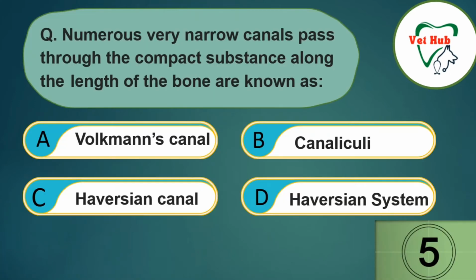And the next question is, numerous very narrow canals passing through the compact substance along the length of the bone are known as. And the options are option A, Volkmann canal; option B, canaliculi; option C, Haversian canal; option D, Haversian system. And your time begins.